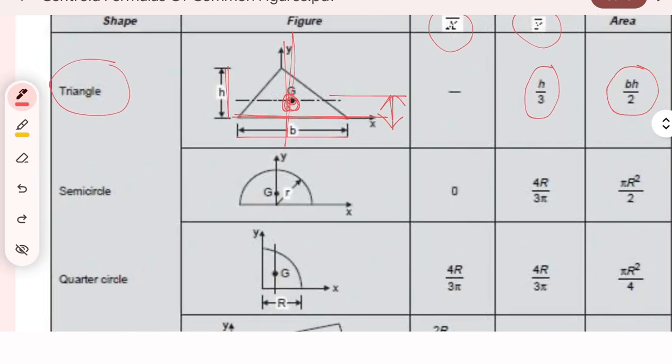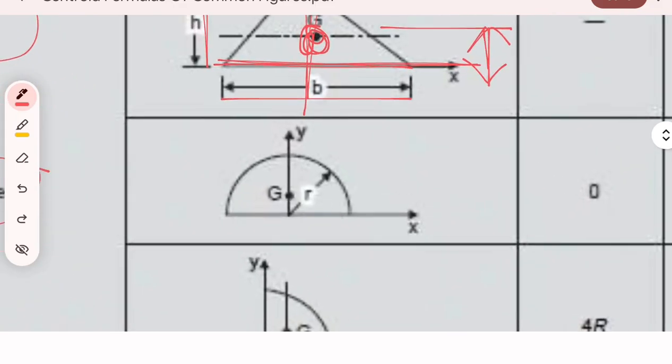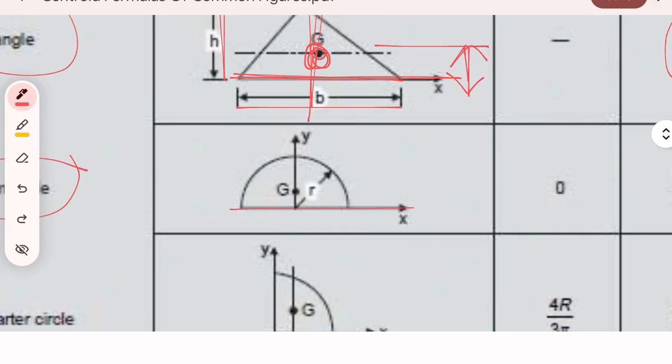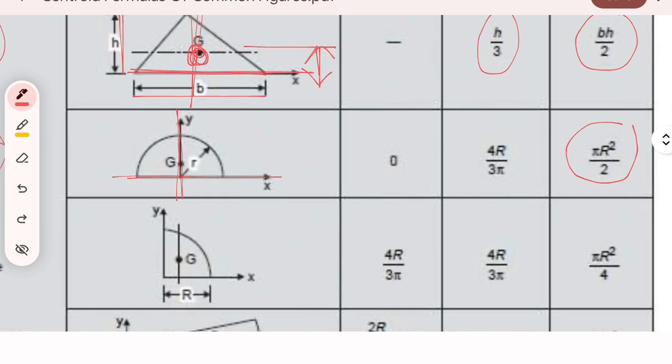What about if the shape is a semicircle, like this one? So that is the shape. Look at the x-axis and the y-axis, which are given, and the centroid is at point G. So how would you compute the area? Just remember the area, pi r squared over 2, or the area of the circle divided by 2. So the area of the circle is pi r squared. You divide it by 2, then it would be for the semicircle.